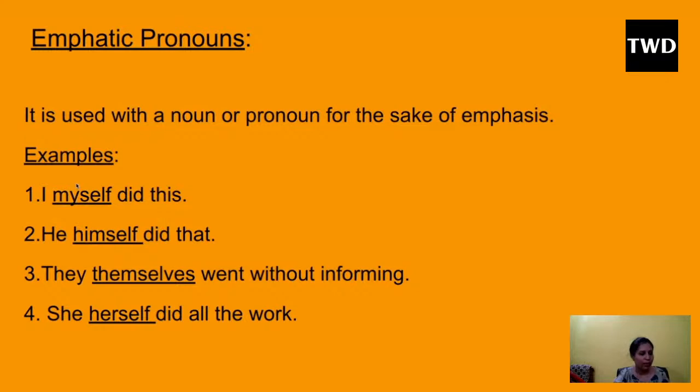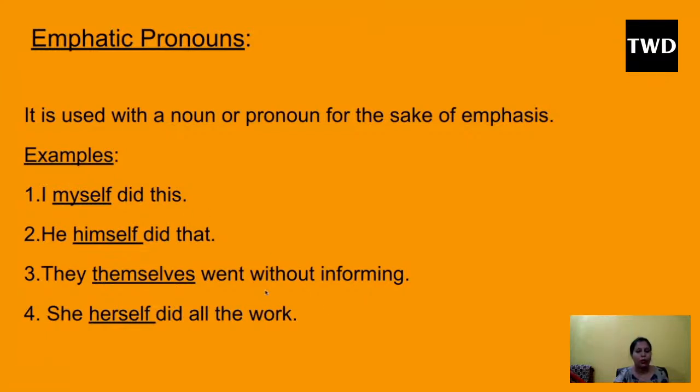So we want to emphasize here to make people understand, yes, we are the only doer of this work. He himself did that. He himself bought the car. He himself, that means he only has invested in the car. He only has invested all the money to buy the car. He himself had bought the car.